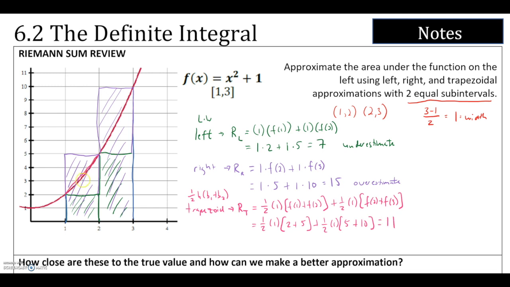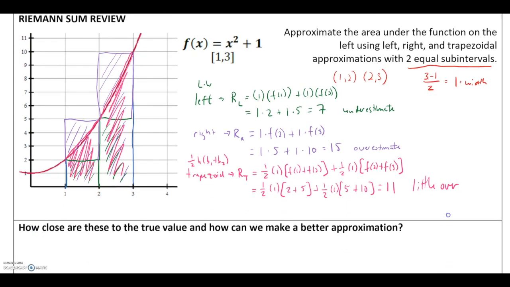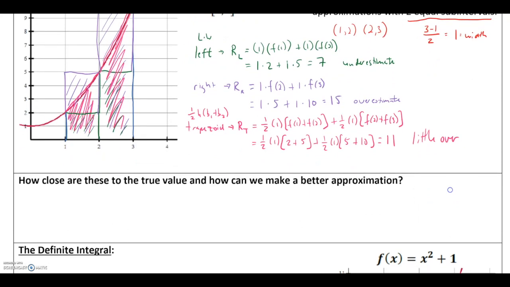And we can go back quickly to the graph and draw in these trapezoids. And notice the trapezoids, because of the concavity of the graph, have a little piece that will be over the graph itself. So this approximation will be a tiny bit over the actual area we wanted to calculate. So here's the question to get us to our main concept. How close are these approximations to the true value of that area, and how can we make a better approximation?